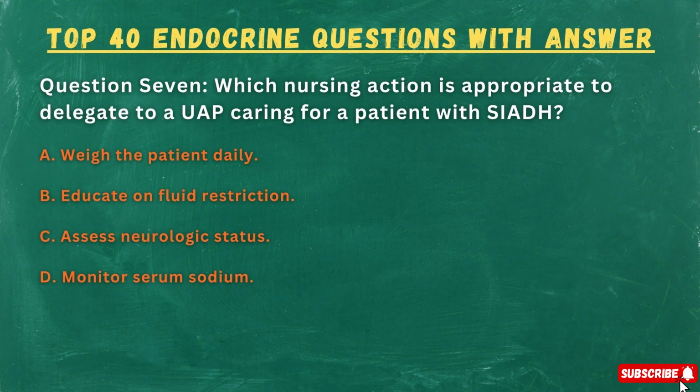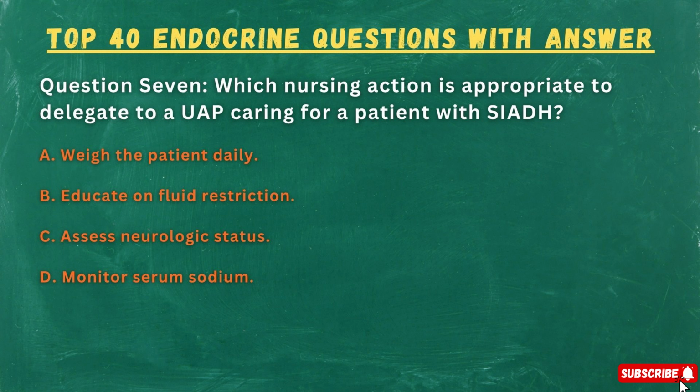Answer: C. Tingling around the mouth. Question 21. A patient with hypoparathyroidism is at risk for which complication? A. Hyperglycemia. B. Tetany. C. Hypertension. D. Fluid retention. Answer: B. Tetany.